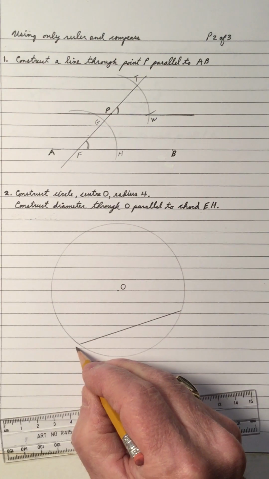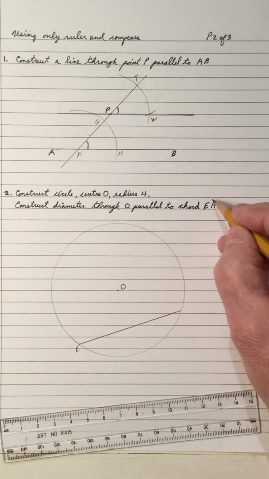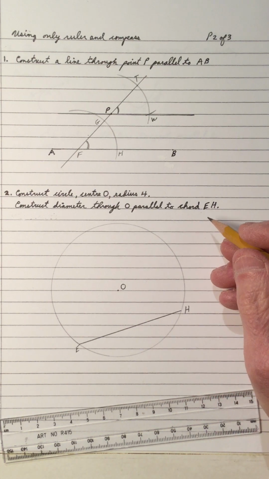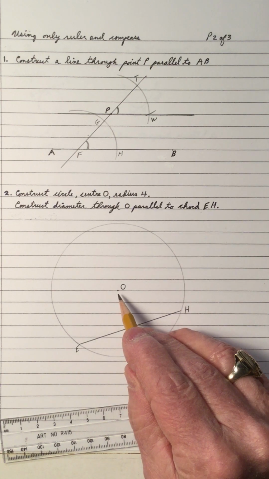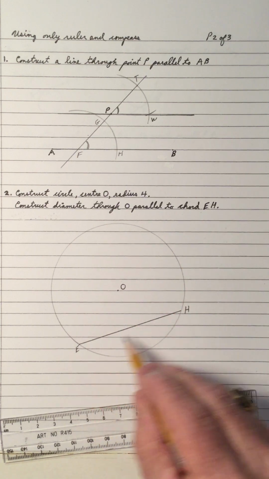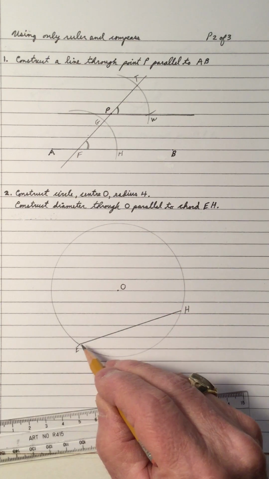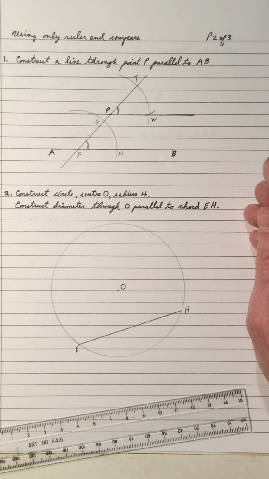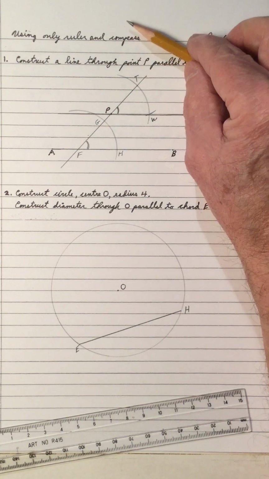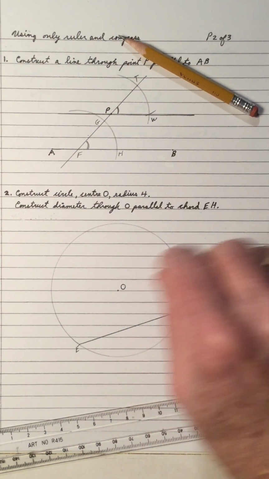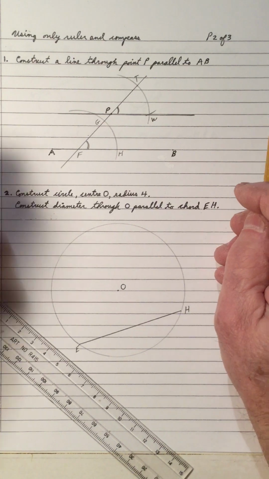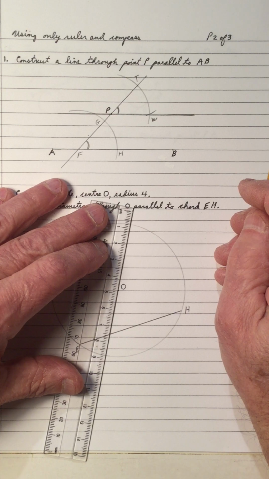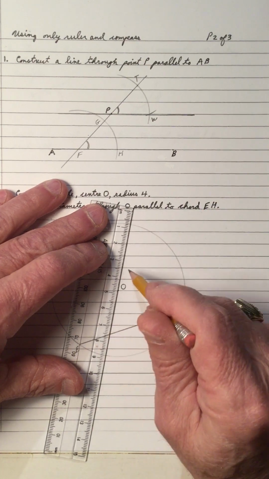So let's call this EH. I've got EF, EH. So I want to draw a diameter through the center of the circle parallel to this chord. Remember, a chord is a segment whose endpoints lie on the circle. So that's a chord. Now we need to draw a line through O parallel to it. Again, if I want to draw a parallel line, I have to set up O. I'm going to draw a transversal cutting this line or segment.